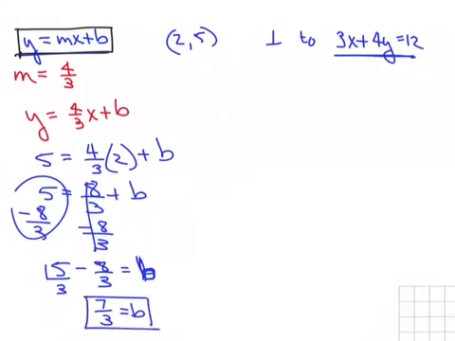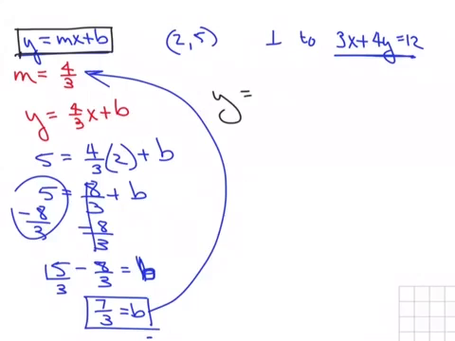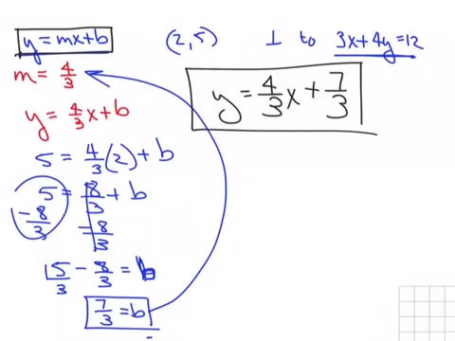Okay, so there is my y-intercept. So I have that, and I have the slope. And that's enough information to write this new equation. Y equals 4/3 x plus 7/3. There is our new equation that is perpendicular to that and goes through those points.